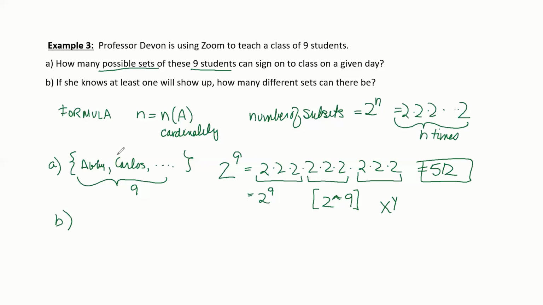In part B, it says if she knows at least one will show up, how many different sets can there be? So this says you can't have the empty set. This 2 to the 9th includes the possibility of the empty set. But this professor says, well, if nobody shows up, she doesn't have class. So she's going to say there are 512 ways, but that includes the empty set. So we're going to subtract the empty set as one of the possibilities. So there'd be 511 ways to do this.